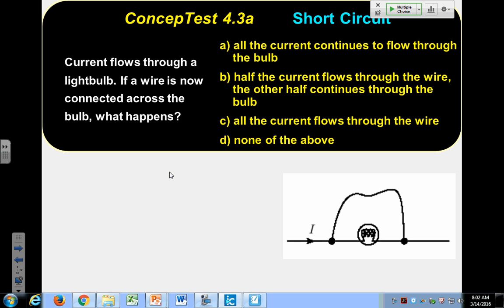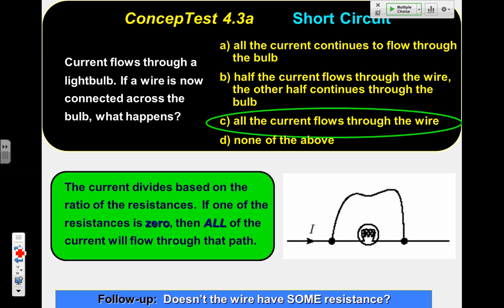So if I have a small resistance up here, I'm going to get a lot more current flowing through this branch than through this branch. So C, I did mark C, right? Yeah. And in reality, the wire does have some resistance. It's a very, very small amount, but we're assuming that it has basically no resistance compared to that of the light bulb.